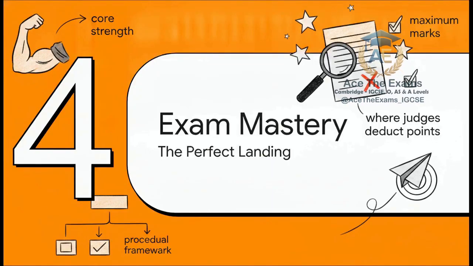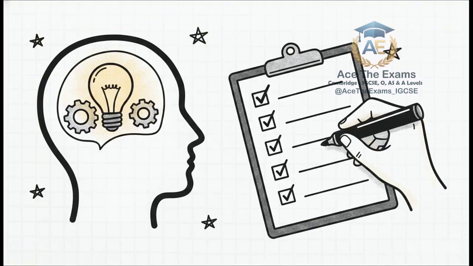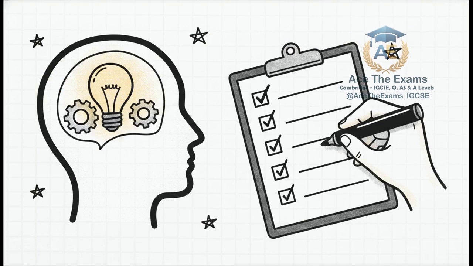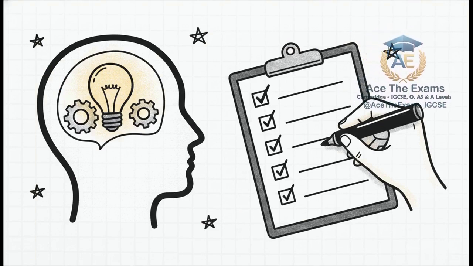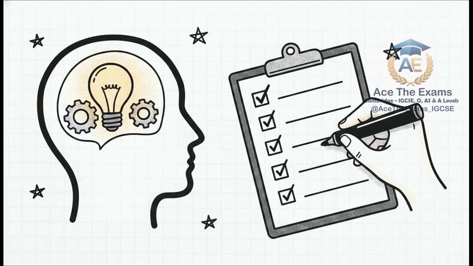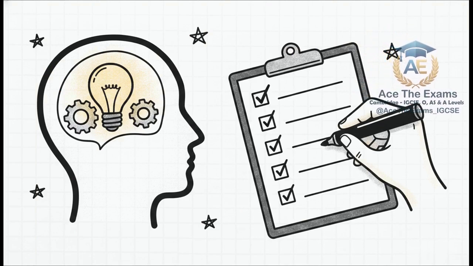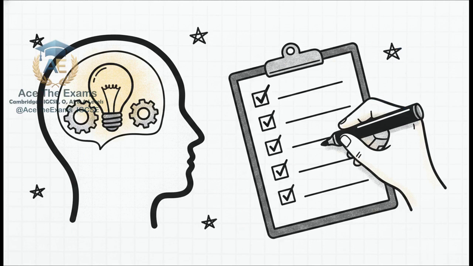We're in the final stretch. Section 4, Achieving Ultimate Exam Mastery, the Perfect Landing. All right, so we've built the core strength, we've learned the procedural framework, and we know exactly where the pitfalls are. Now, to help you execute flawlessly under the intense pressure of the exam hall, the source material actually recommends a brilliant memory hack. You need to create your own mnemonic device.